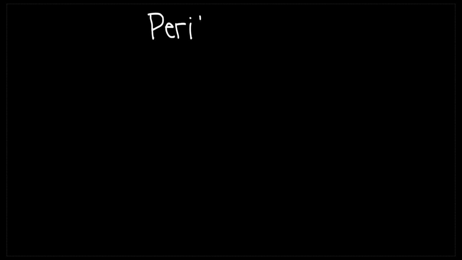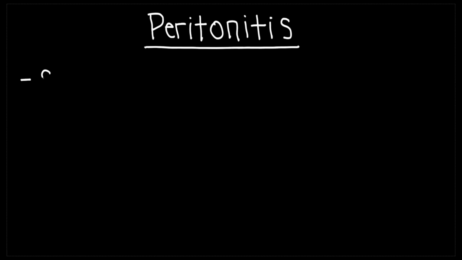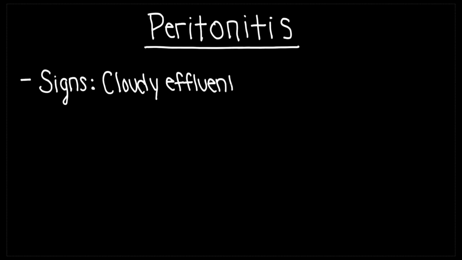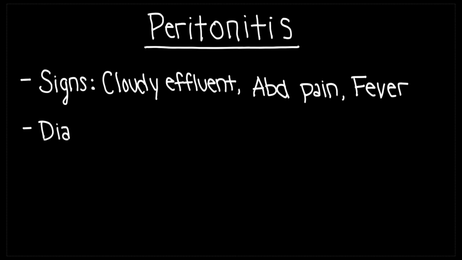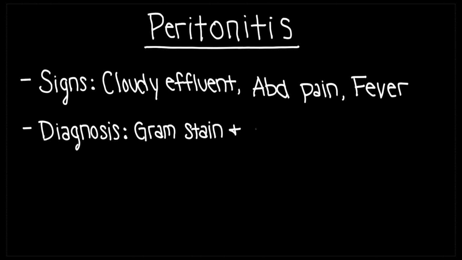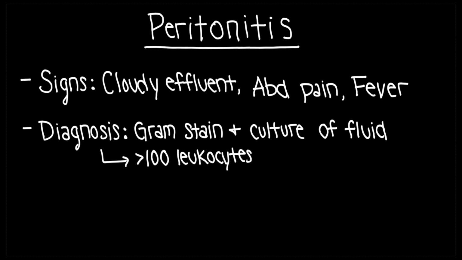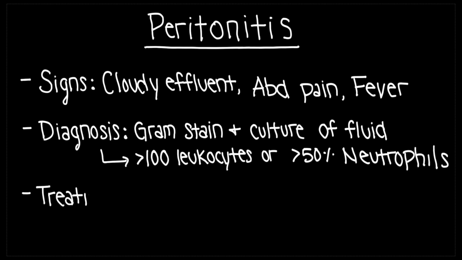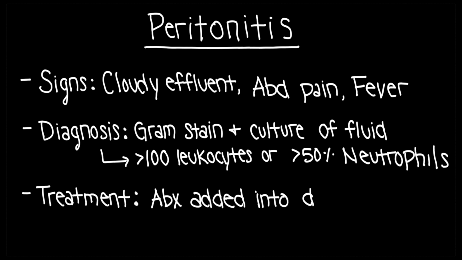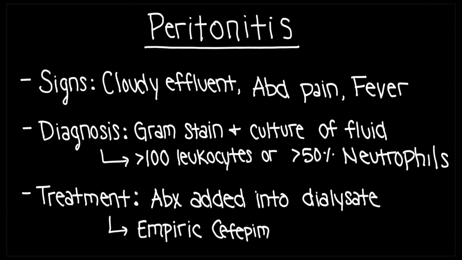The second complication we are going to talk about is peritonitis. Signs of peritonitis include cloudy effluent, abdominal pain, and fever. Peritonitis usually occurs due to contamination of fluid during hookup or draining. If peritonitis is suspected, effluent fluid should be sent for a cell count and culture. Peritonitis is diagnosed if the effluent leukocyte count is greater than 100 or has greater than 50% neutrophils. Peritonitis is most often treated with antibiotics added directly into the PD fluid. The initial treatment is usually empiric with vancomycin and cefepime. Culture results allow the antibiotic regimen to be refined.